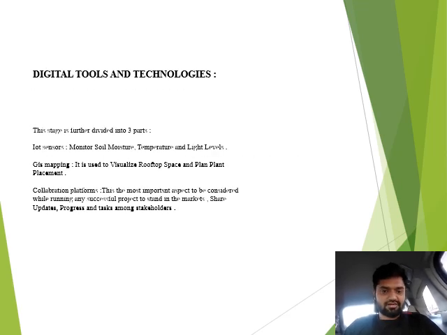Next are the digital tools and technologies which we are going to use in this project, classified into three parts: IoT sensors, GIS mapping, and collaboration platforms. First is IoT sensors. An IoT sensor senses the various parameters involved in our rooftop project to create fresh air, that is, it monitors soil moisture, temperature, light levels, etc. Each and every parameter needs to be monitored in order to get a clear project outcome.